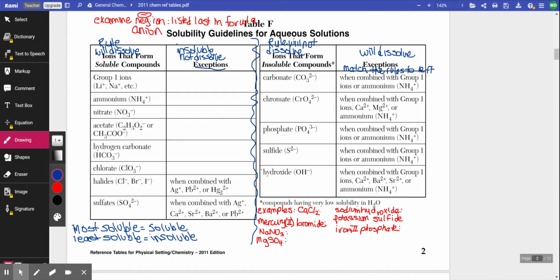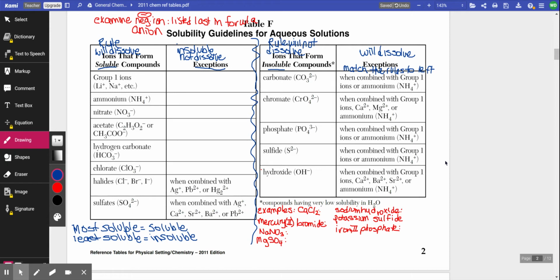So what you need to know is these are solubility guidelines. That means will something dissolve in water, because it says aqueous, and aqueous means with water? Or will something not dissolve in water? So this is basically two tables. We have the will dissolve, soluble, and then we have our will not dissolve, insoluble side. So these are solubility rules, basically.